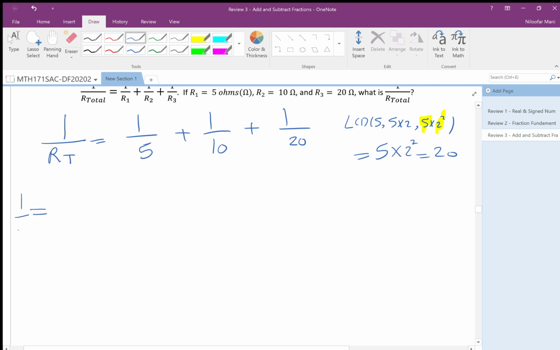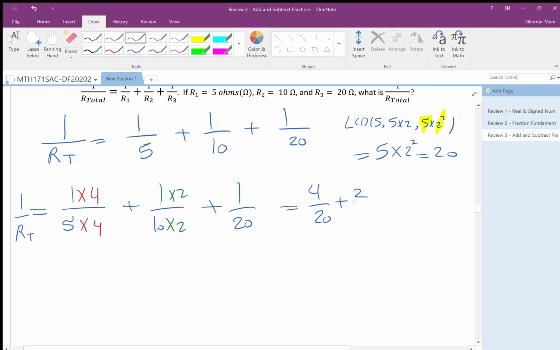I do 1 over R total is 1 over 5 times 4. So I times 4 with the top as well. Plus 1 over 10 times 2. I do 2 as well for the top. Plus 1 over 20, no change. So it's 4 over 20 plus 2 over 20 plus 1 over 20, which is 7 over 20. So 1 over R total is 7 over 20 ohm.